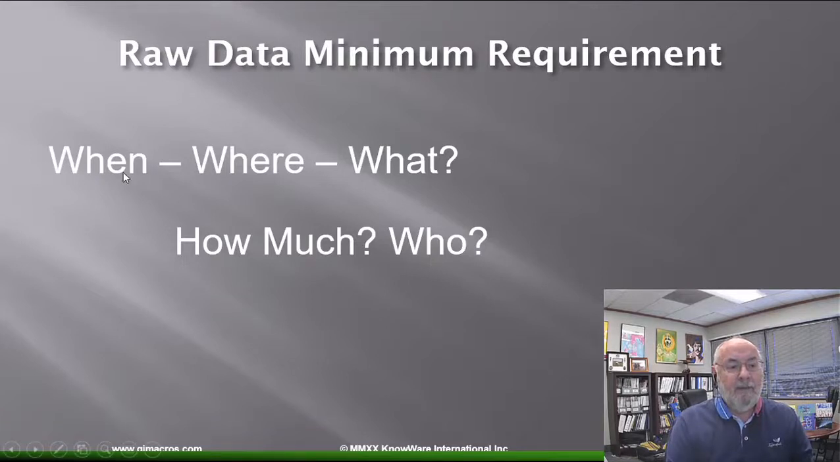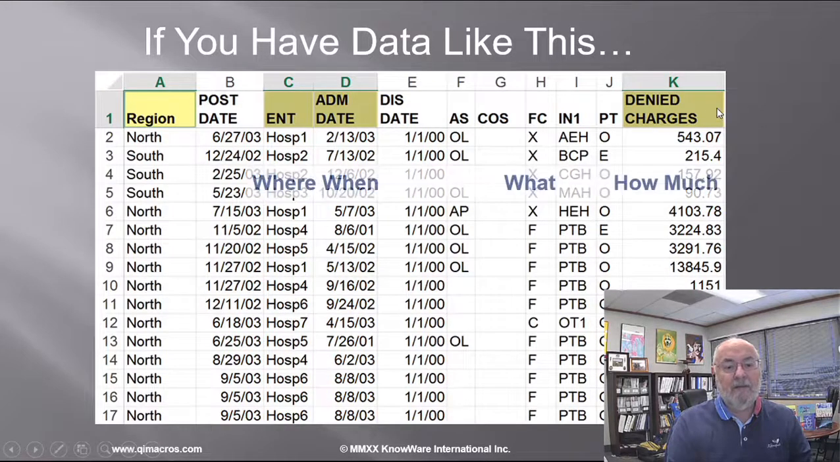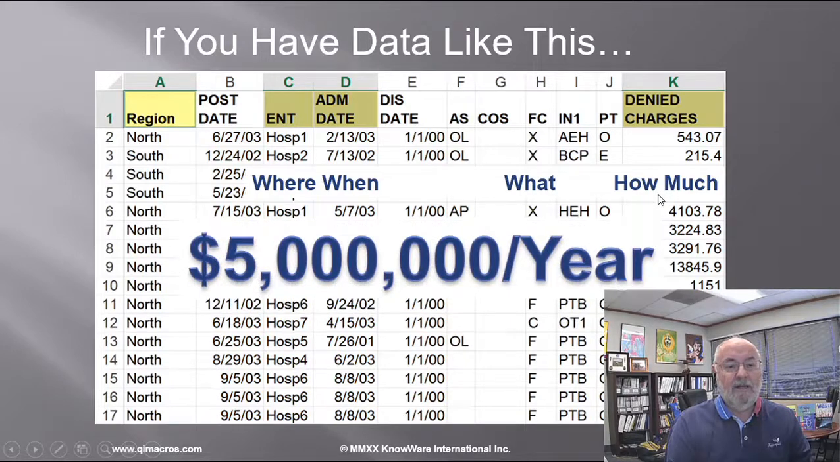So again, we need that raw data, minimum requirement: when and where and what happened. If you know how much or who, it could be better than that. So here's the denied charges one, by hospital, by admit date, denied charges. So there's the where, the when, the what, the how much. And that was worth $5 million a year. Now, back then I was doing it all manually. It took me about 3 days to do the data analysis and create all the charts, and then we figured out who we should get in a room, and in about 2 hours they figured out what to fix, right?